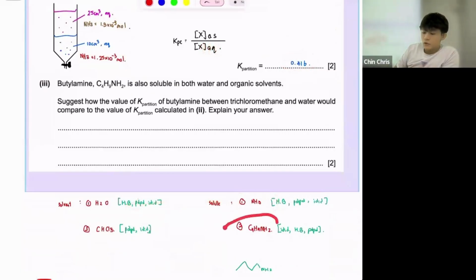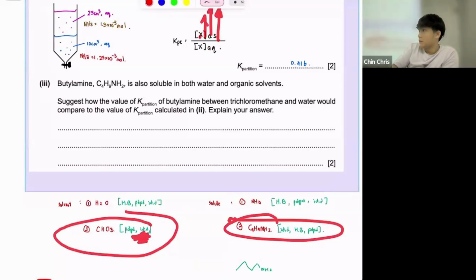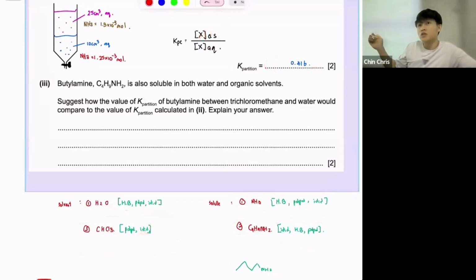Now, if you look at butylamine, it is more soluble in where? In your organic solvent, right? Because you have ID significant. So which value will be more? The numerator will be higher now. So your numerator will be higher, KPC will automatically be higher. That's it. So this you have to relate back to the IMF.